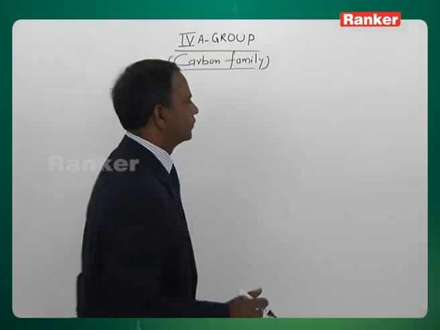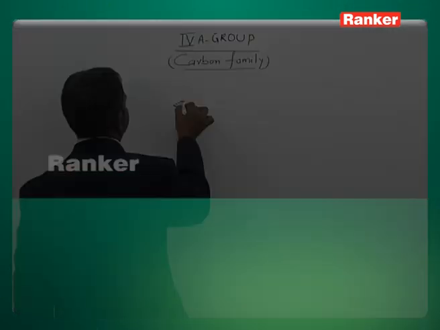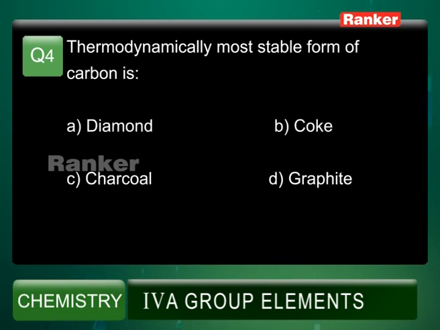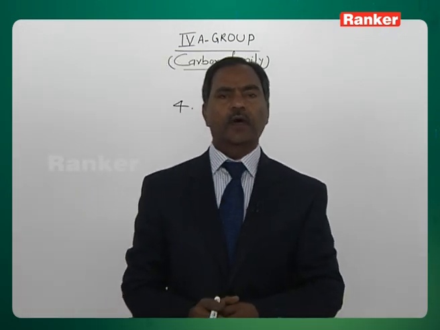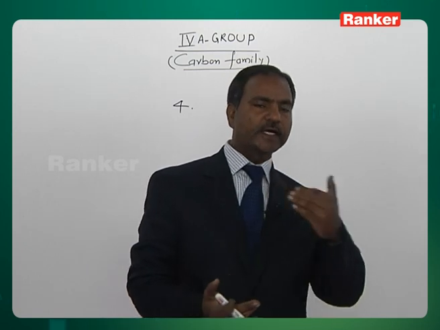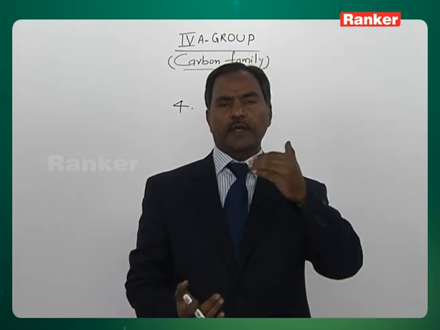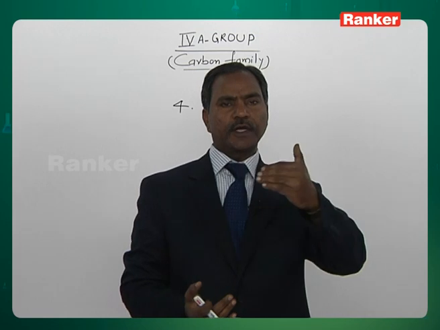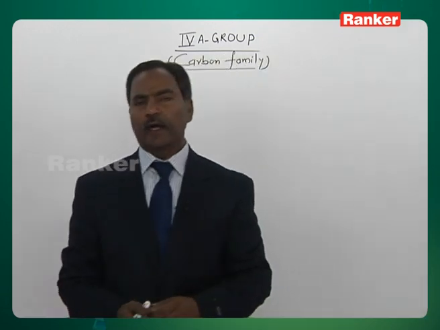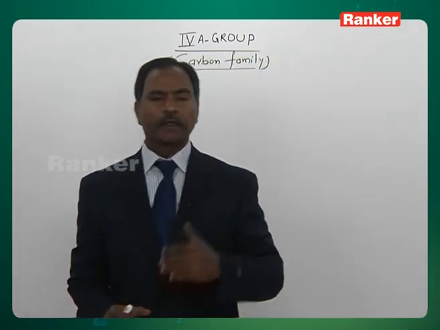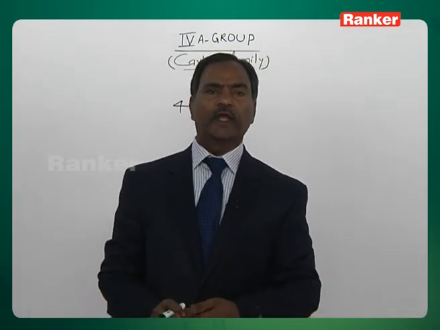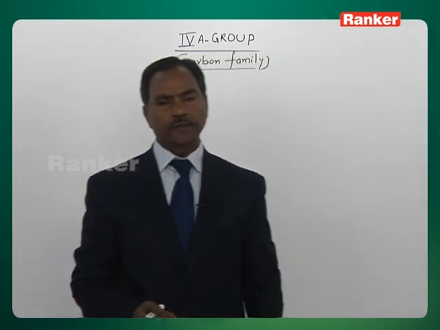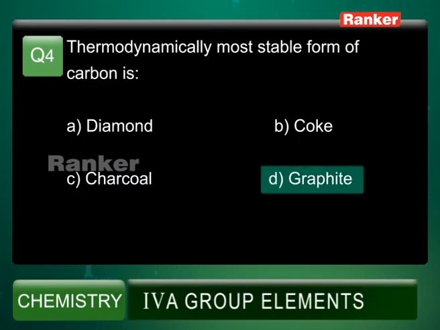Question number 4. The thermodynamically most stable form of carbon is A. diamond, B. coke, C. charcoal, D. graphite. See, graphite is thermodynamically more stable because its free energy of formation is less than that of diamond. Therefore, among diamond, coke, charcoal and graphite, graphite is thermodynamically the most stable. Therefore, question number 4, the answer is D.